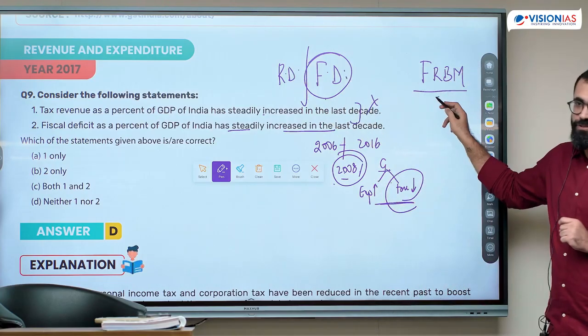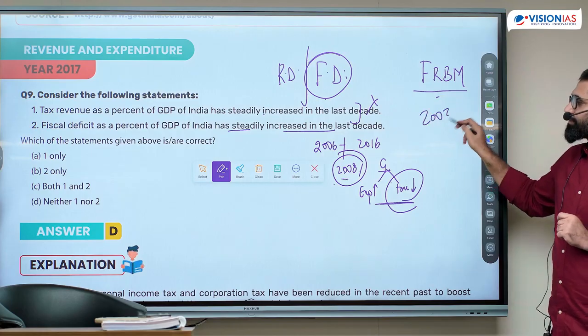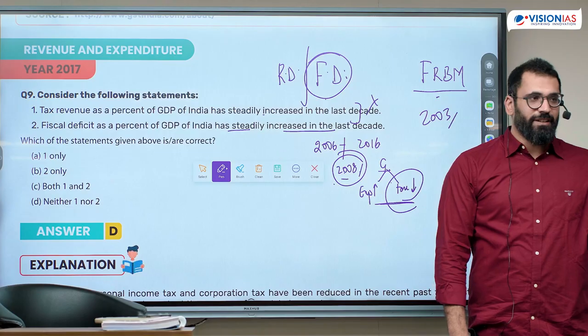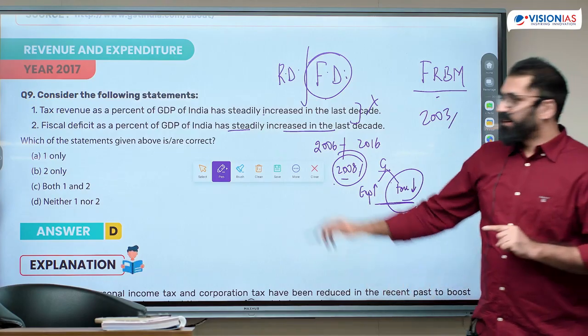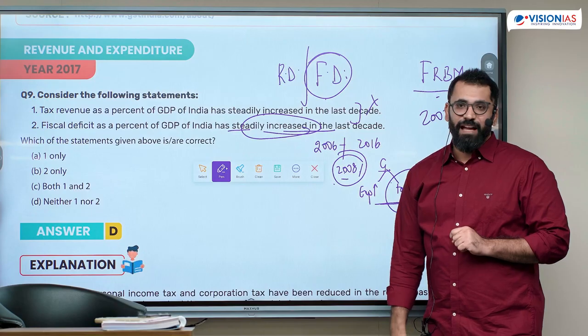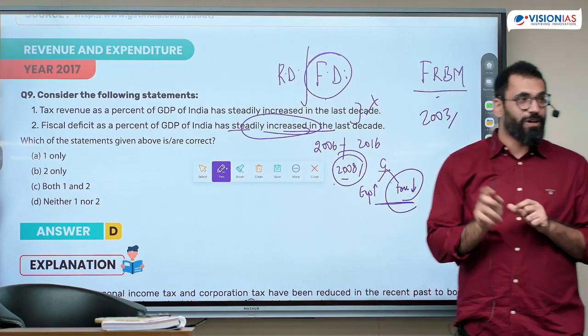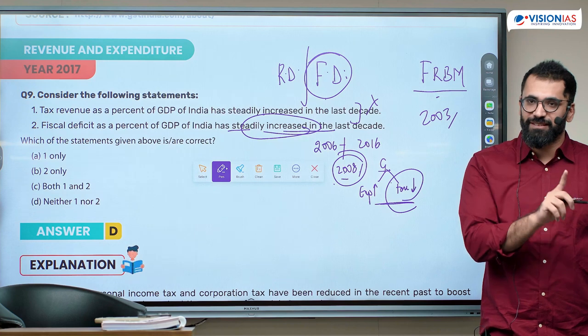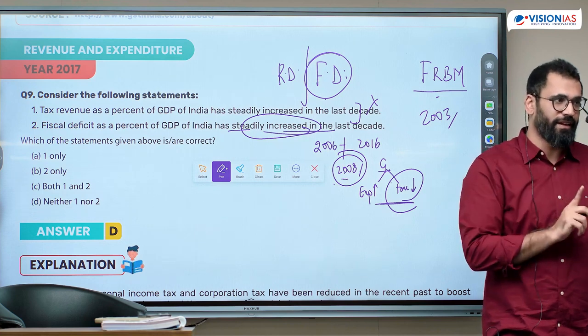When was FRBM introduced? So I am creating a law which is saying control the deficit, right? Then can I have steadily increasing deficits? I've created a law which mandates you need to control the deficit, though I don't have a sanction on it, but still there's a law which says this. We have made the states implement this too.